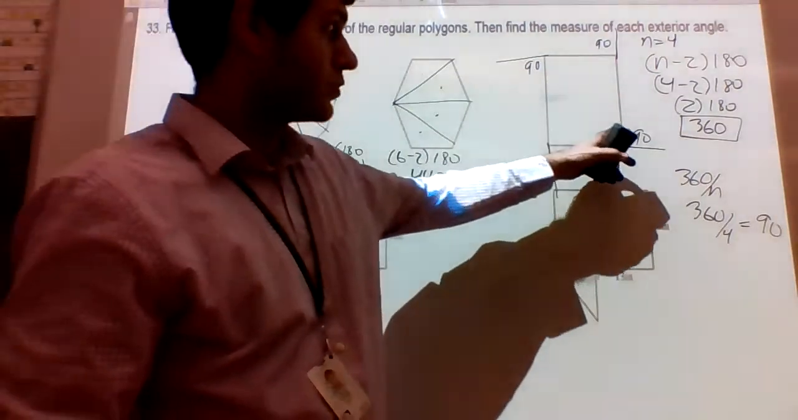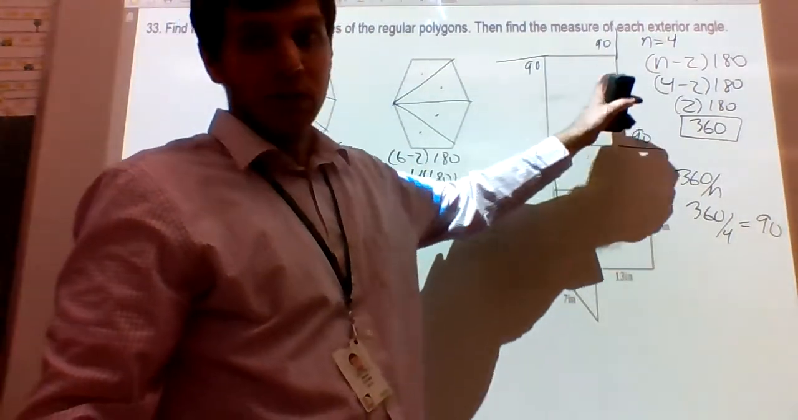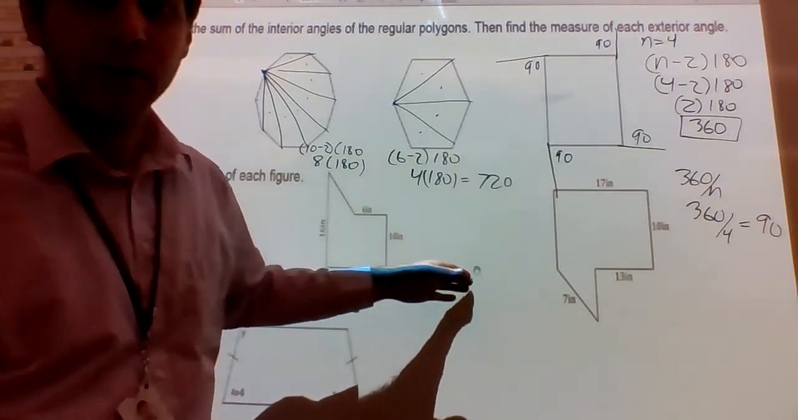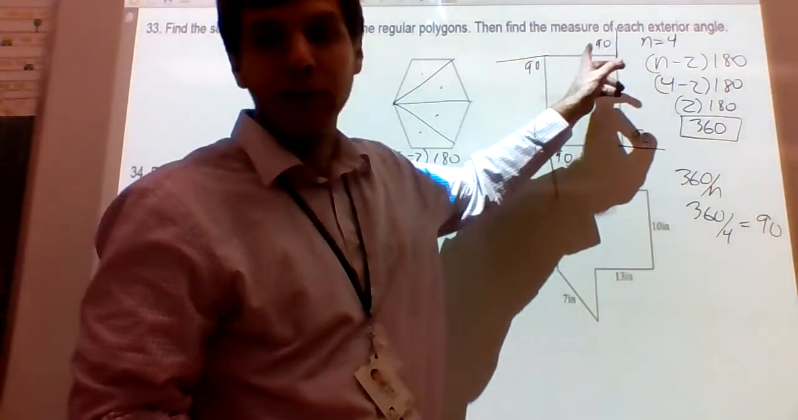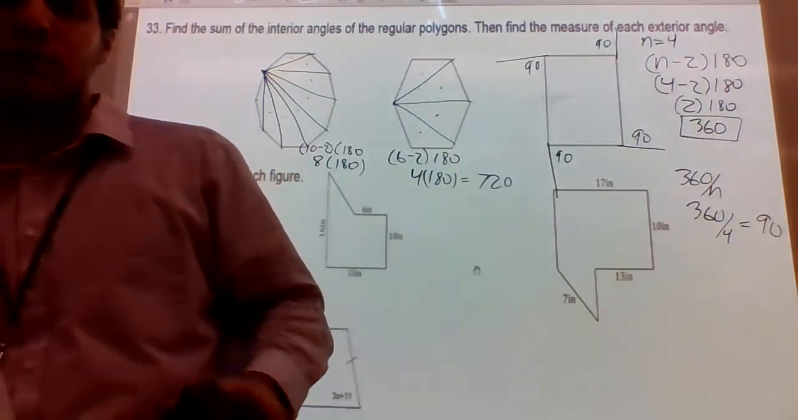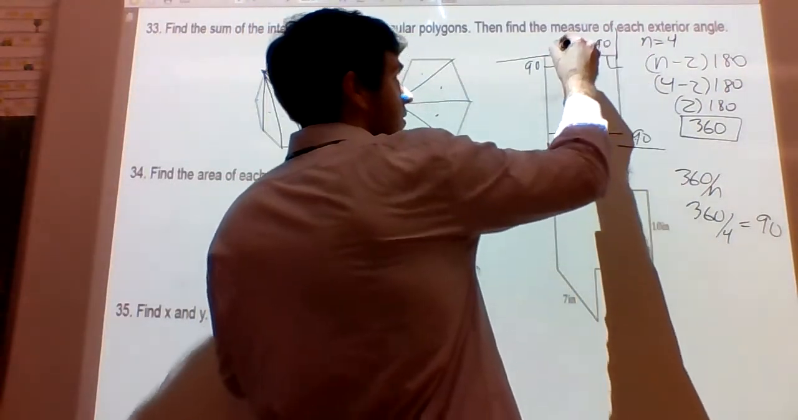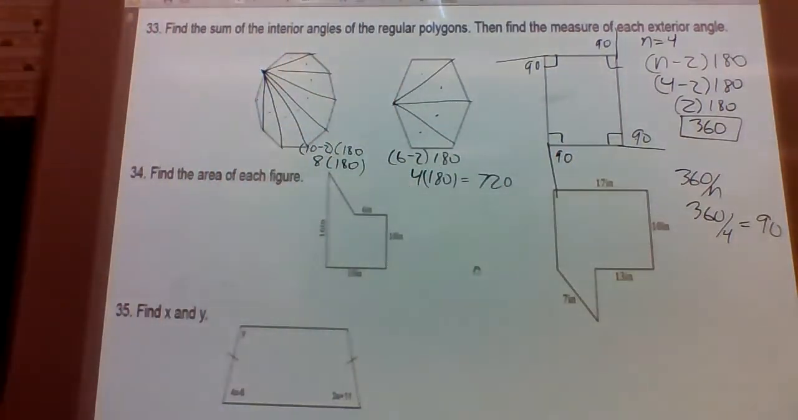And that makes sense because a regular quadrilateral is going to be a square, and squares have 90-degree angles. So a regular quadrilateral is a square. This is a square. All sides and angles are equal, which means we have a rhombus and a rectangle, which means we have a square.